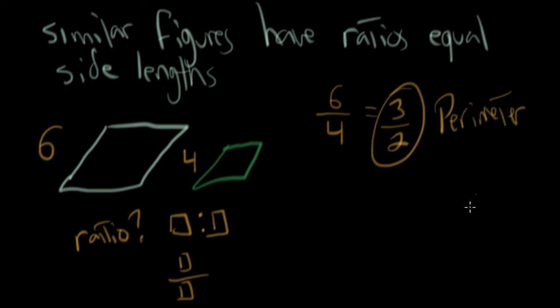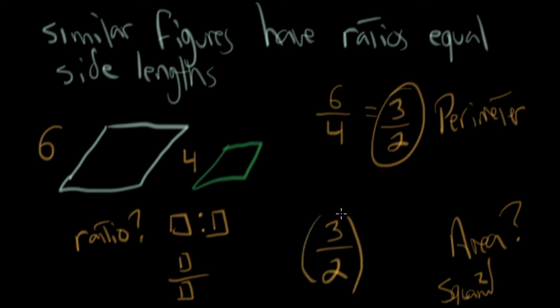But if I said, what's the ratio of the area? Well, is it the exact same thing? Remember, area is always going to be squared, right? So what's that going to be? Well, it's not going to be 3 to 2. We actually have to go and square it. So the ratio of the area is actually 9 to 4. So the ratio is 3 to 2 for the perimeter, but 9 to 4 for the area, because we always square area. So there you go. That's using similar figures and ratios to figure some things out.